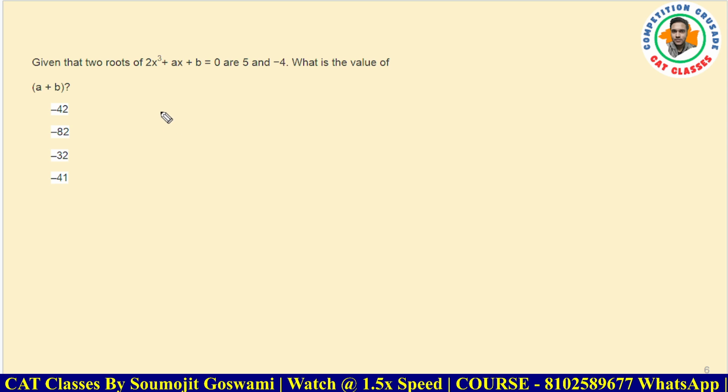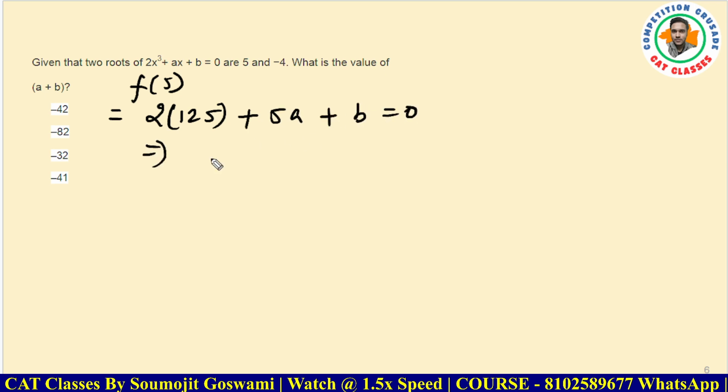So this is going to be 2 into 125. I'm directly writing it. So x cube, I'm substituting f equals to 5, or you can write p5 also, plus 5a plus b, that is equal to 0. This implies that 5a plus b is equal to minus 250. Remember, this goes to the RHS, becomes minus 250.